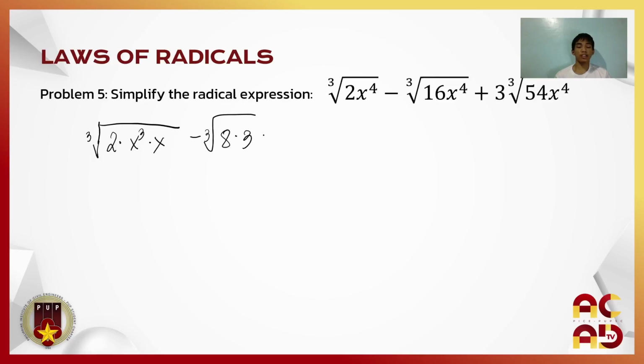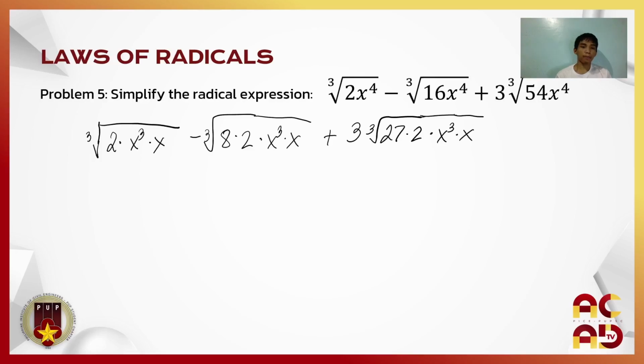Bakit 8? Kasi 8 is a perfect cube. And then, x cube ulit times x. And then, add tayo ng 3, the cube root of factor ng 54, that is 27 times 2. I'm sorry, this should be 8 times 2. And then, 27 times 2, multiply natin sa x cube at saka sa x.